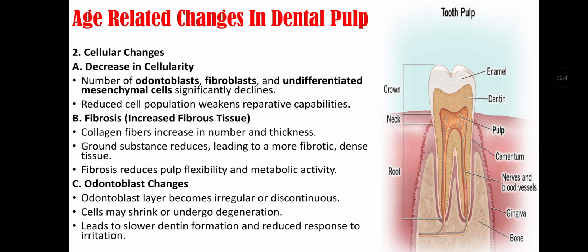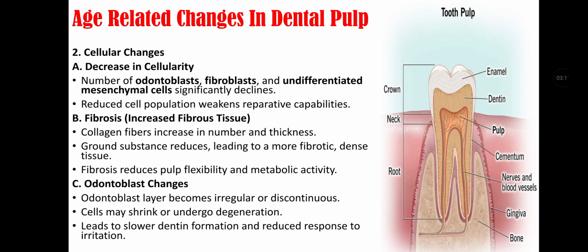Second changes are cellular changes. First is decrease in cellularity, second is fibrosis, and third is odontoblastic change. First, decrease in cellularity. The number of odontoblasts, fibroblasts, and undifferentiated mesenchymal cells significantly declines. Reduced cell population weakens the reparative capabilities of dental pulp.